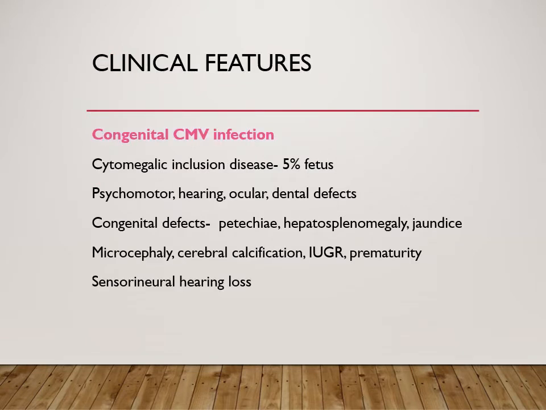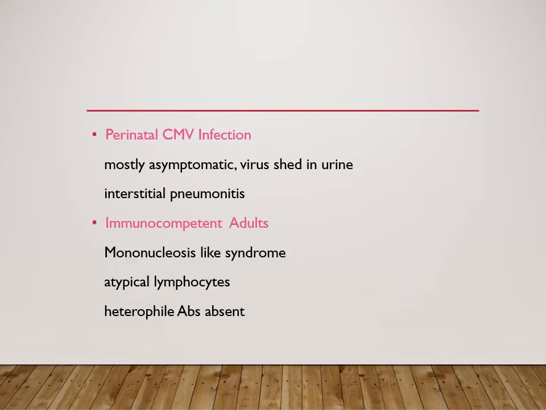Now, what are the clinical features? That is, congenital cytomegalovirus infection. Cytomegalic inclusion disease has been seen in 5% of the fetuses. So they show psychomotor, hearing, ocular and dental defects. And congenital defects could be petechiae, hepatosplenomegaly, jaundice, microcephaly, cerebral calcification, IUGR, prematurity, and sensory neural hearing loss. So all these could be symptoms in the congenital cytomegalovirus infection.